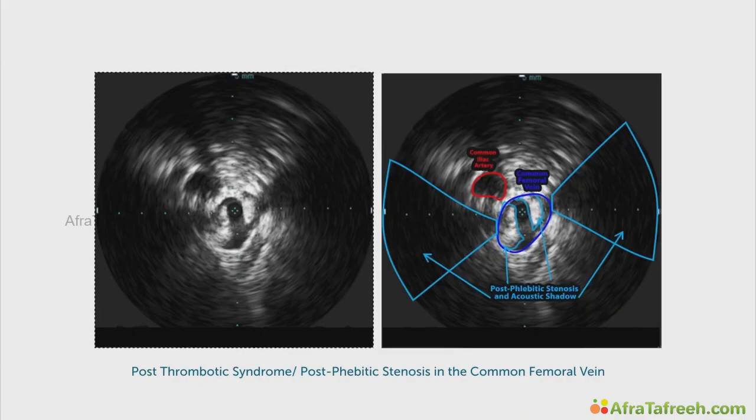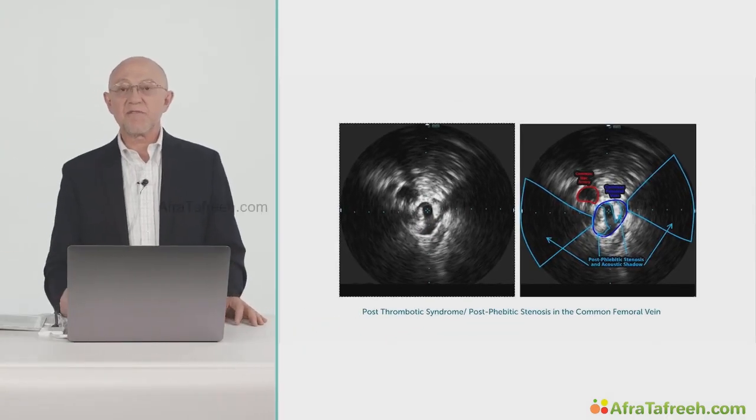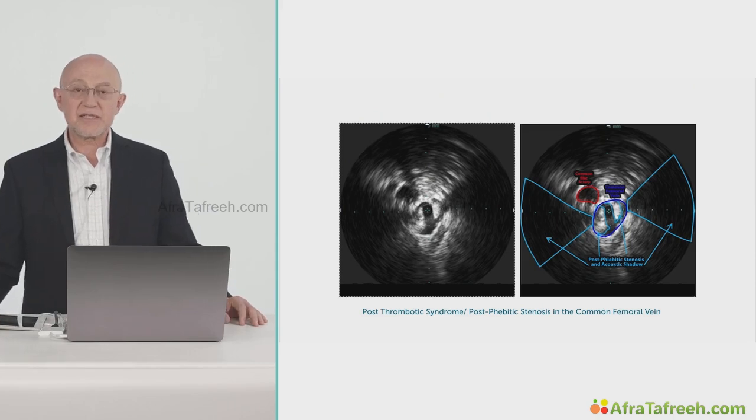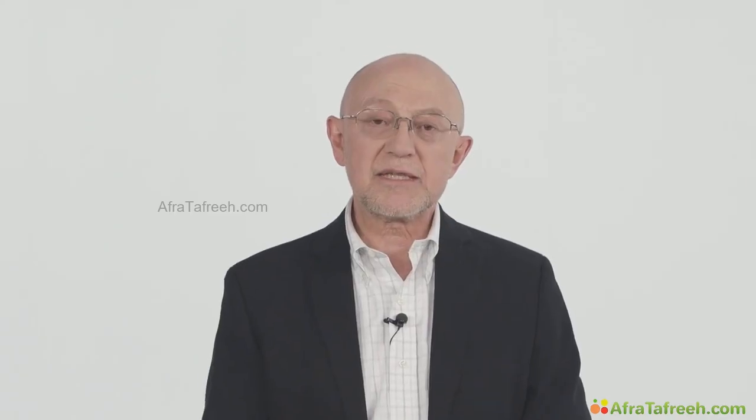IVUS allows us to identify intraluminal structures and extraluminal changes like fibrosis and post-thrombotic disease, but most importantly, it makes it possible to measure the cross-sectional area of the vessel. As the catheter is withdrawn from the vein, you can measure and see the changes in the venous lumen. And so it's the only modality that we can use to objectively measure the degree of venous stenosis.